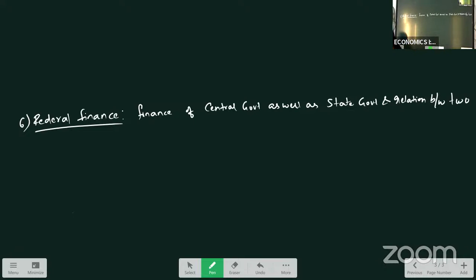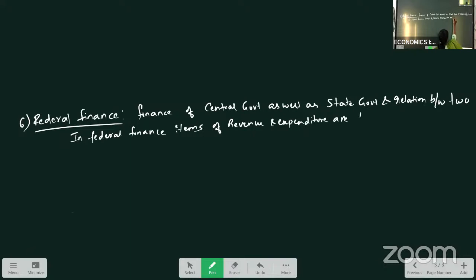So in federal finance, items of revenue and expenditure are divided among central, state and local government. Central, state and local government.